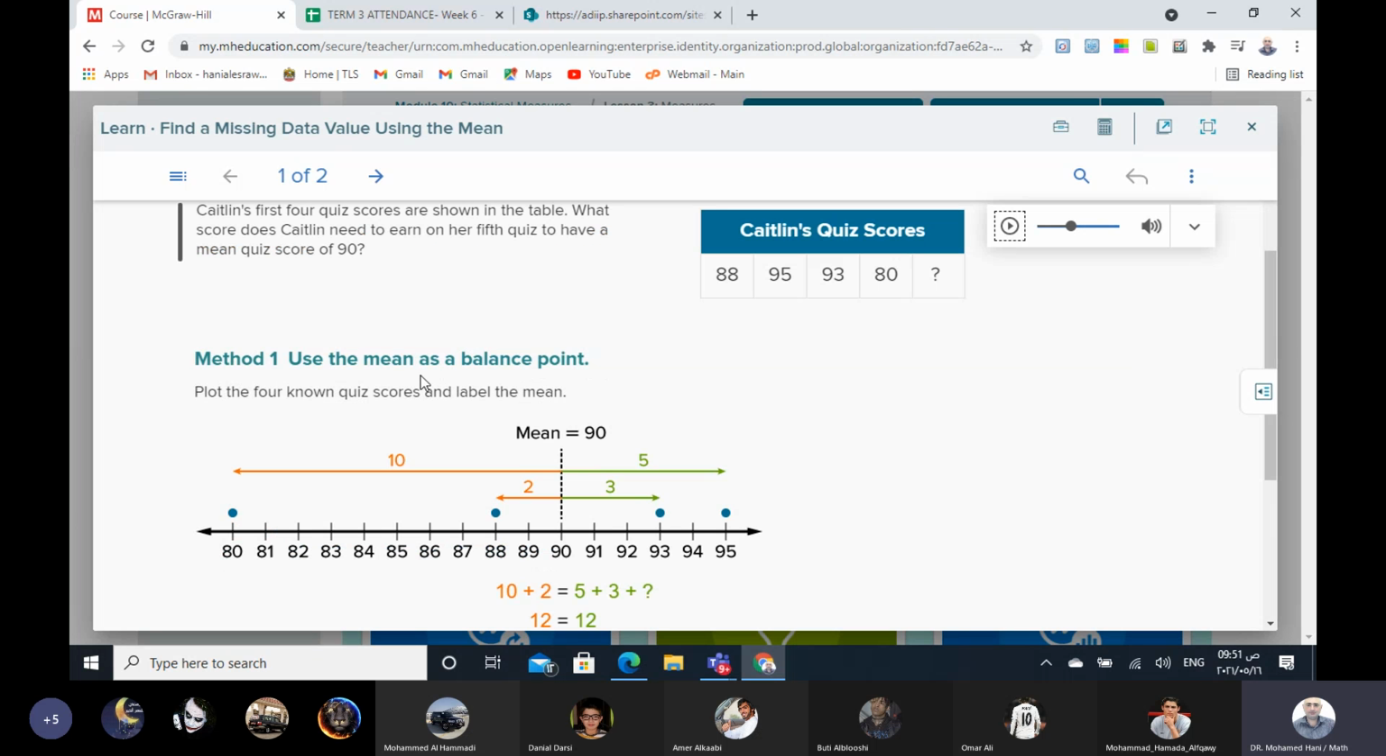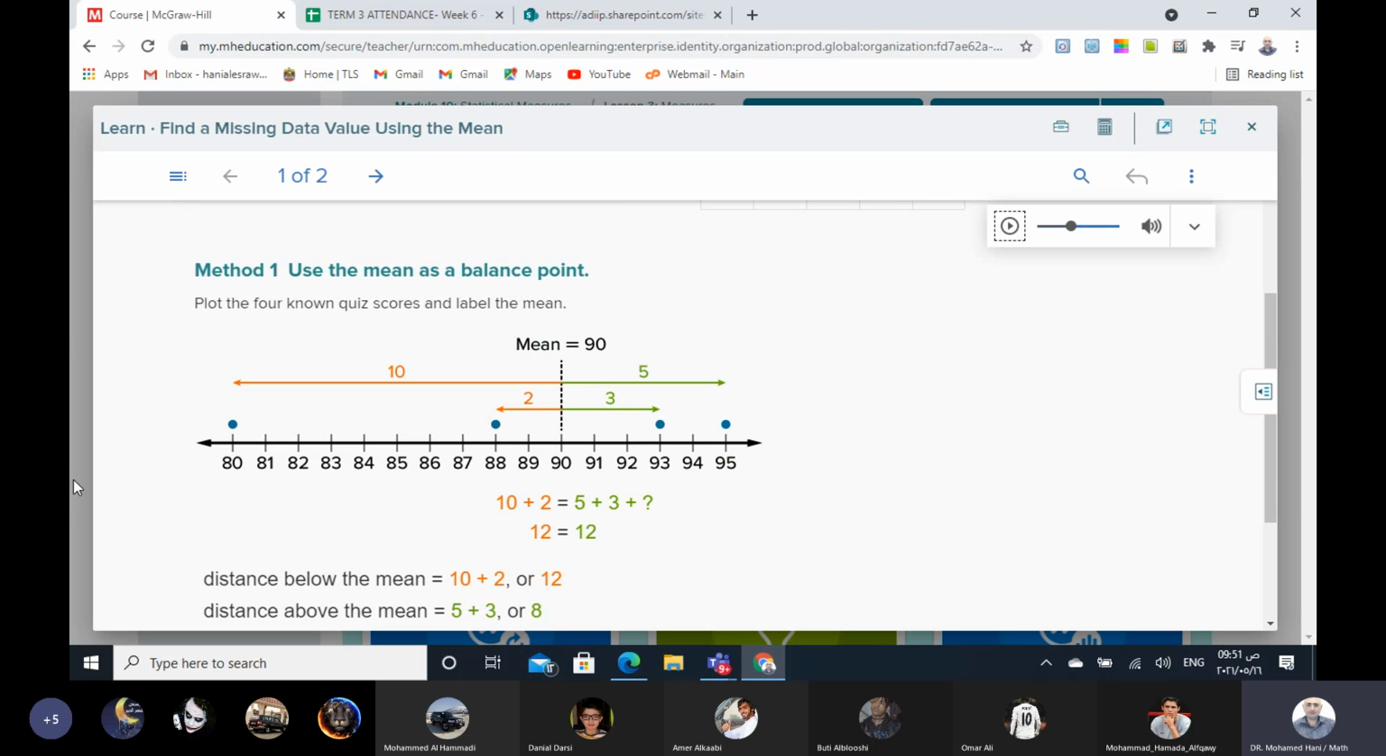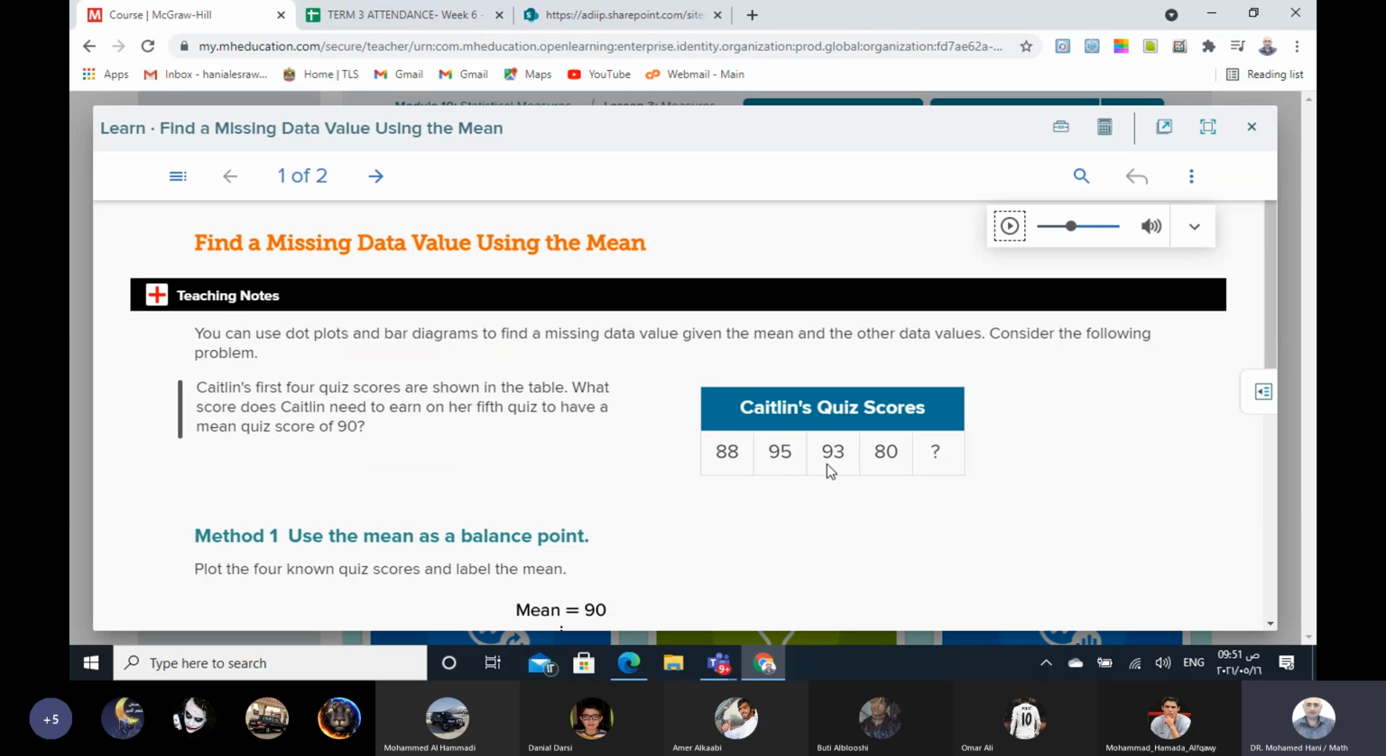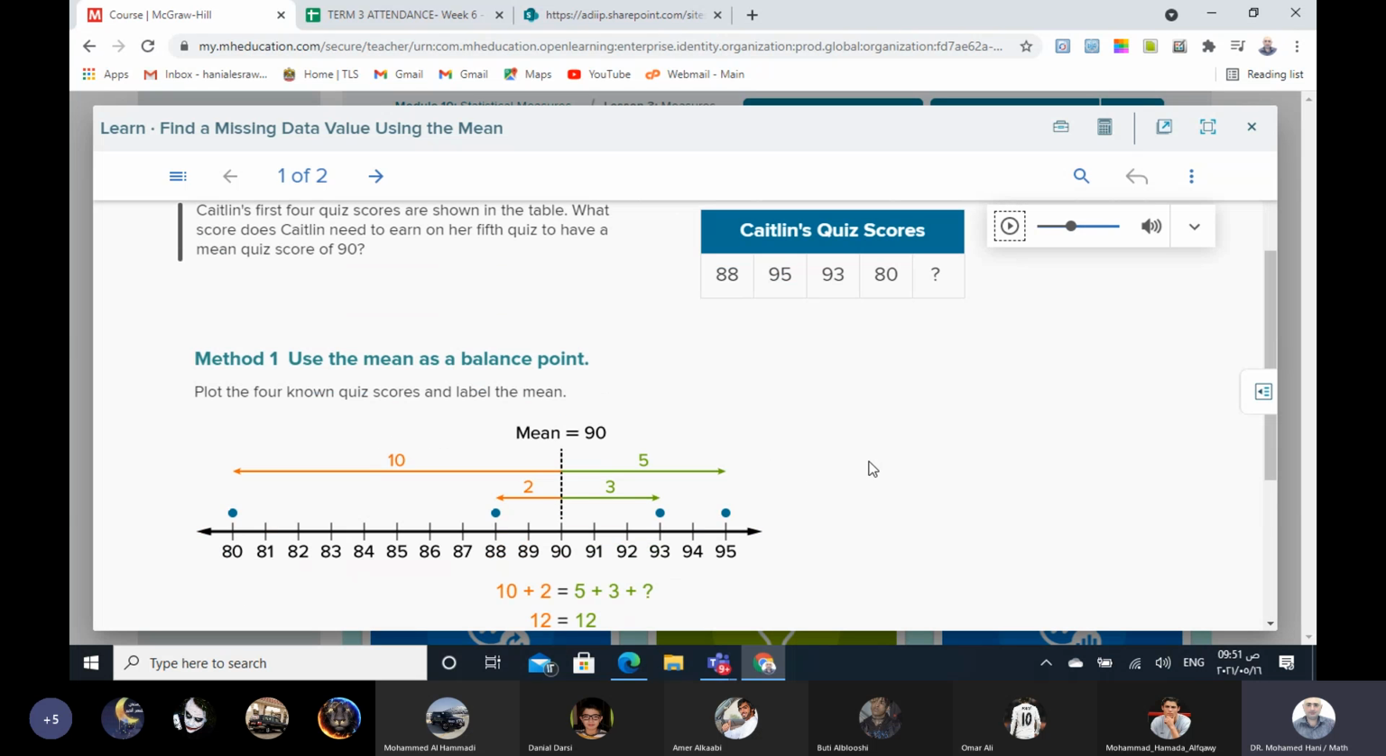Method 1. Use the mean as a balance point. Plot the 4 known quiz scores and label the mean. As you see here, we have 88, 95, 93, and 80. So 88, then we have 95, 93, then we have 80. So the mean will be where? In the center of this data. So this is 90.